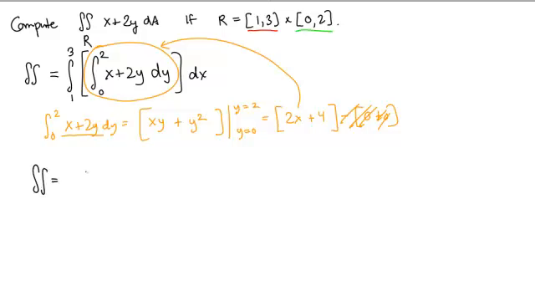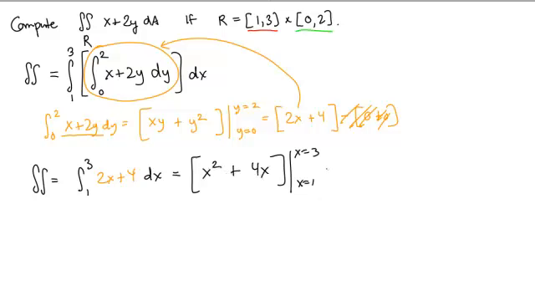So that means that the double integral is now the integral from 1 to 3 of 2x plus 4 dx. So we can use the fundamental theorem again. We'll integrate this with respect to x, and then plug in x equals 1 and x equals 3. The antiderivative of 2x would just be x squared. The antiderivative of 4 would be 4x.